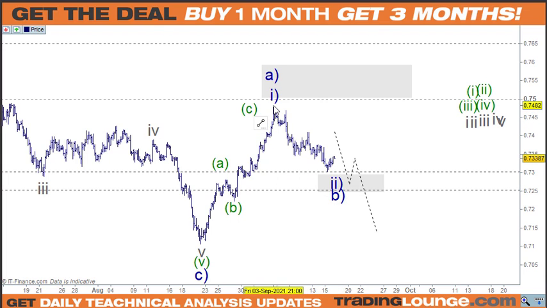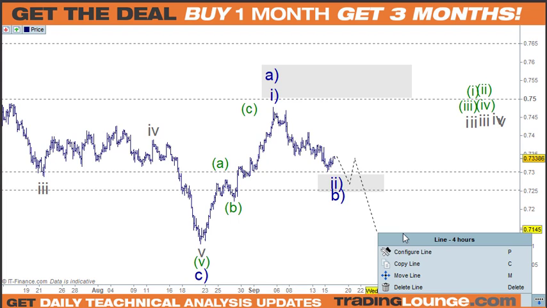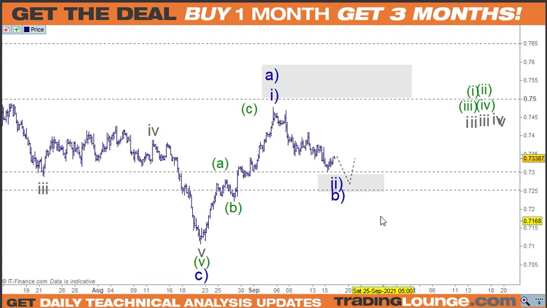Here we've got 5 waves down to this point, and then we've got this point, and then we've got moving down here. So we've got 1, 2, 3 and 4, and one more little move to come down here. So that's kind of what we're looking at at this stage as 2 or B.